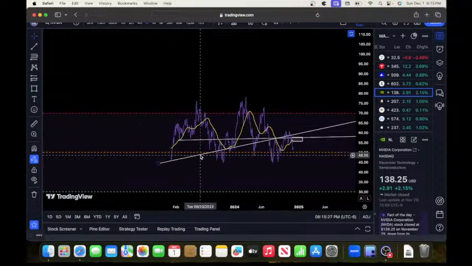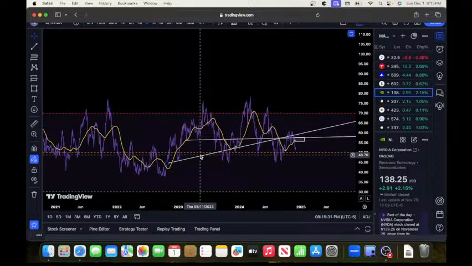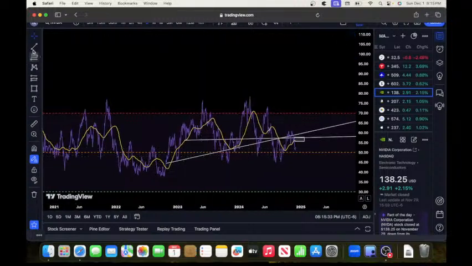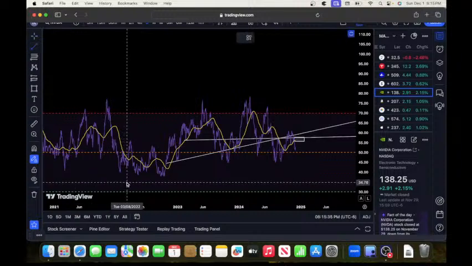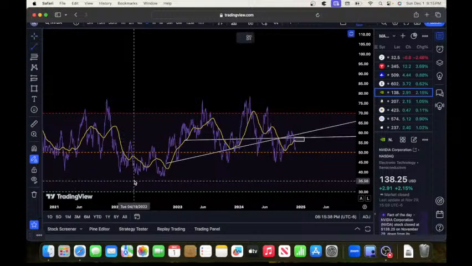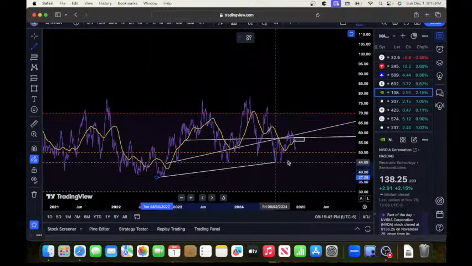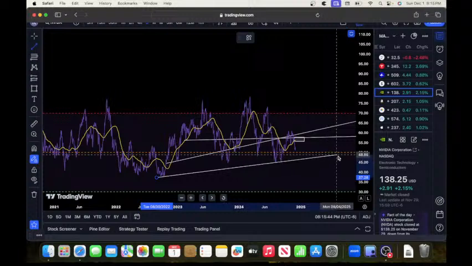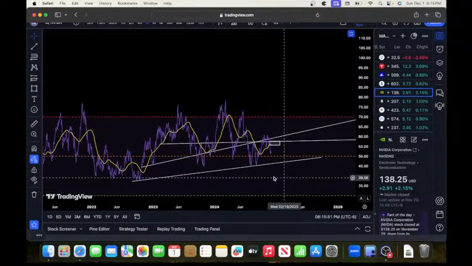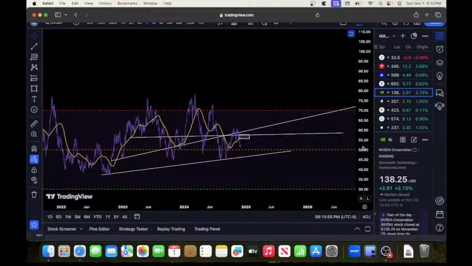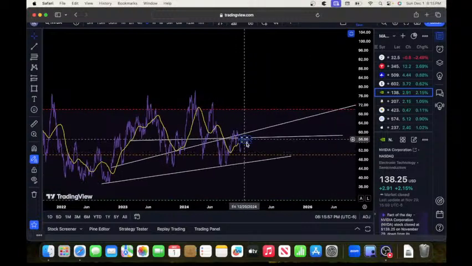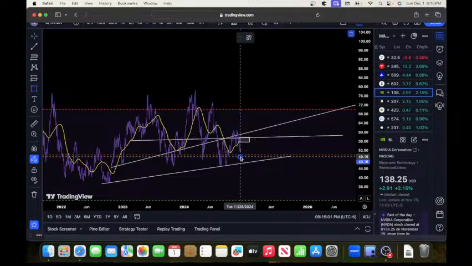So we're on the daily. We're looking for the last little support that we want to draw on the RSI. I'll probably take this one here. So what I'm seeing is consolidation. I'm seeing a rejection here, and then I'm seeing support here.